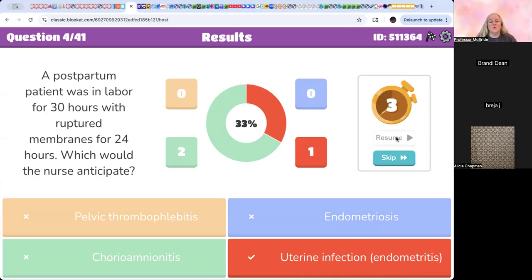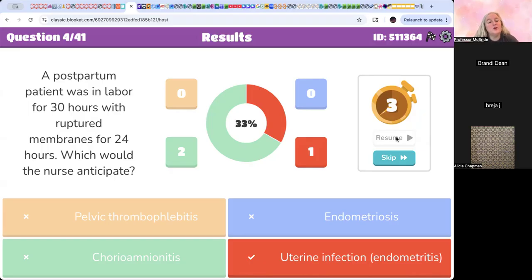Okay, so let's talk about why this isn't chorioamnionitis. Any idea why chorioamnionitis wasn't correct? Same symptoms of it, maybe? Say that again? Was it because she didn't display any symptoms? No, she's postpartum. It's because she's postpartum now.